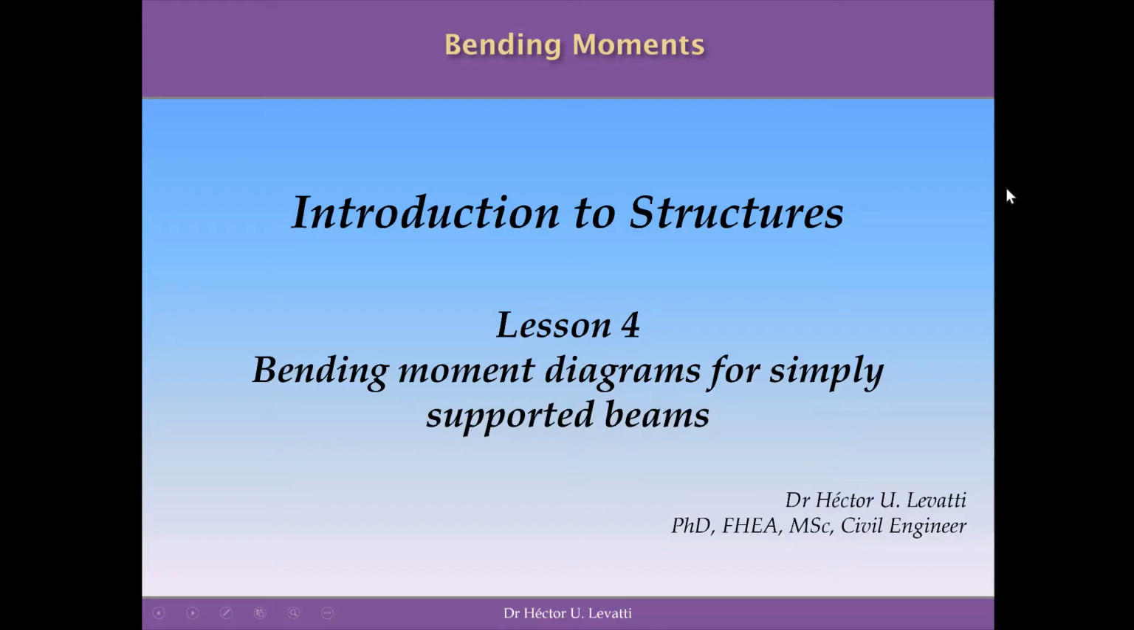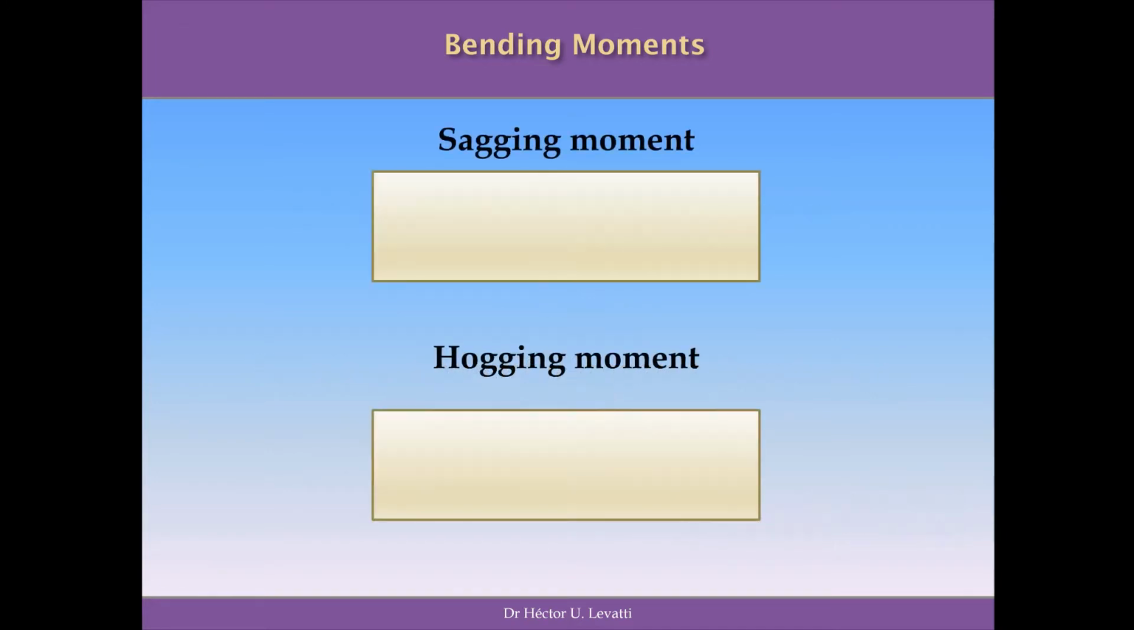This is Introduction to Structures, Lesson 4, Bending Moment Diagrams for Simply Supported Beams. In the first place, we need to define two different situations for bending moments on a beam. The first one is called sagging moment.